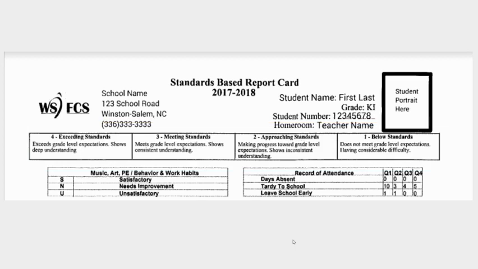You'll also see the scale for music, art, PE, as well as behavior and work habits. An S, N, and U. An S signifies satisfactory, N needs improvement, or U unsatisfactory.